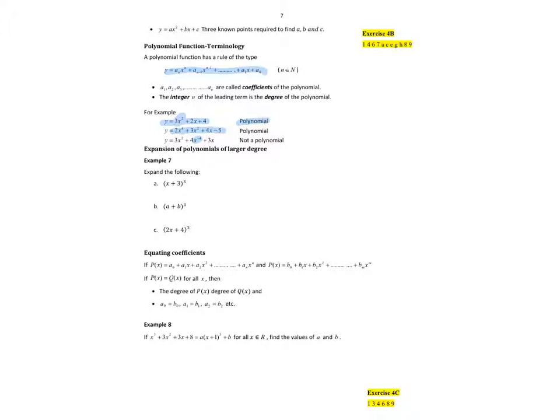Our expansions. If you remember our expansion rules, we can do it the long way. x plus 3 cubed is the same as x plus 3 times x plus 3 times x plus 3. But in some ways, it's the same as x cubed plus the first term squared times the second term, plus the first term to the power of 1 times the second term squared, plus the first term to the power of 0 times the third term squared.